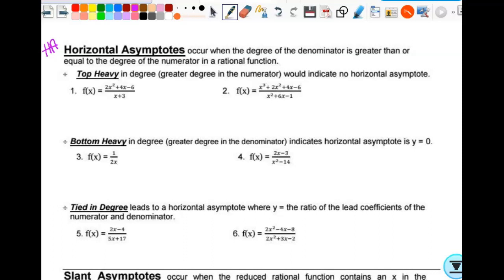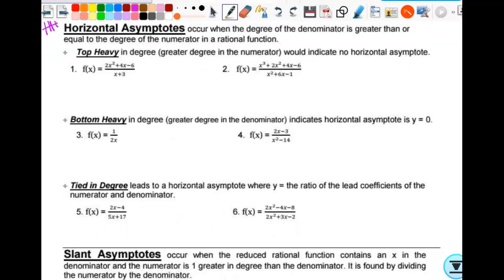So horizontal asymptotes, they require little to no work to figure out. You just have to understand what's happening in your function. You also don't have to factor for it, so that's good too. So this occurs when the degree of the denominator is greater than or equal to the degree of the numerator in a rational function. Okay, that's when you get a horizontal asymptote.